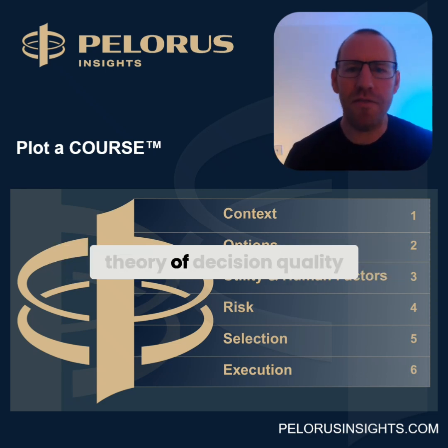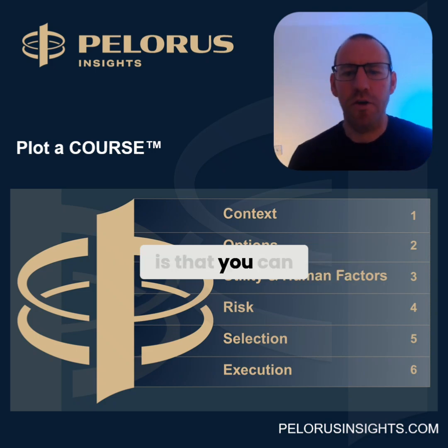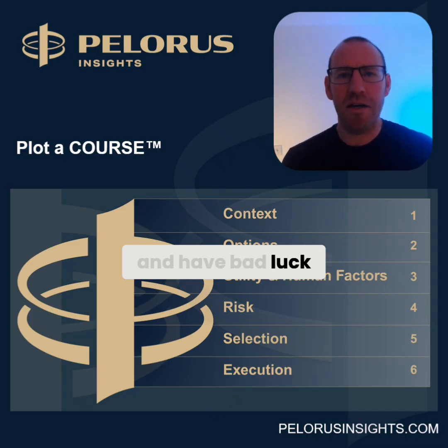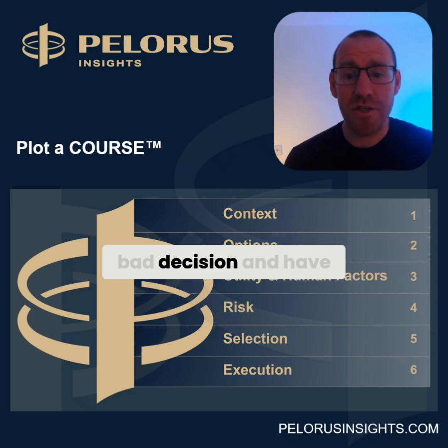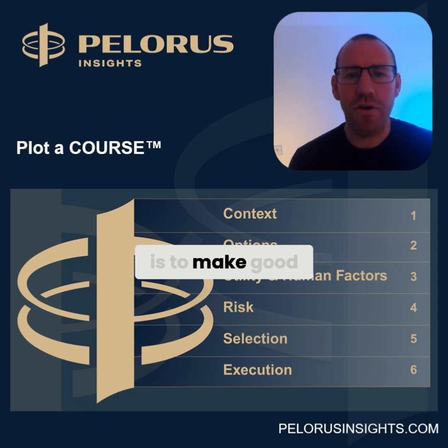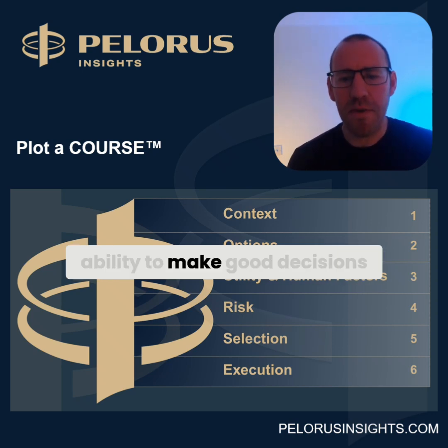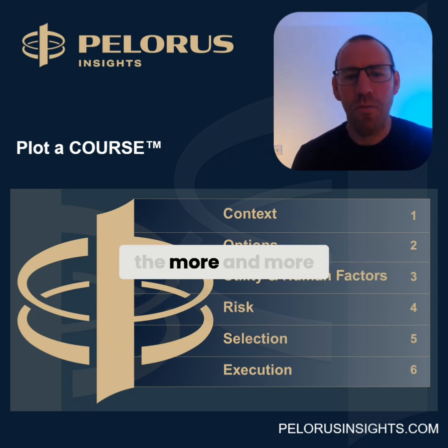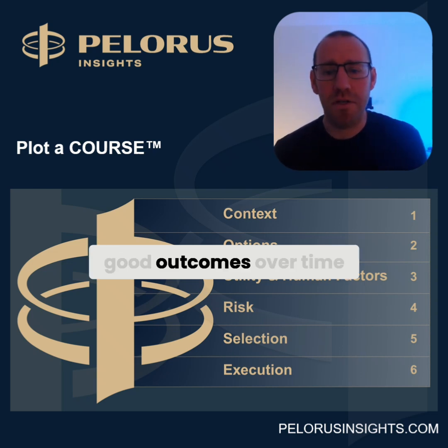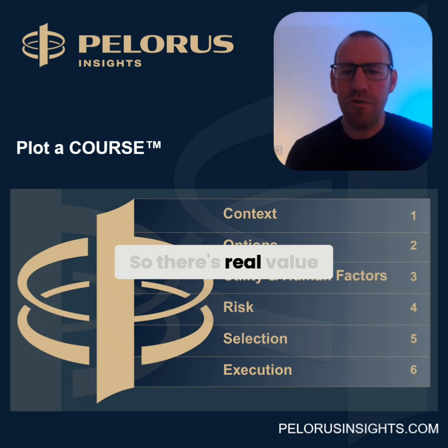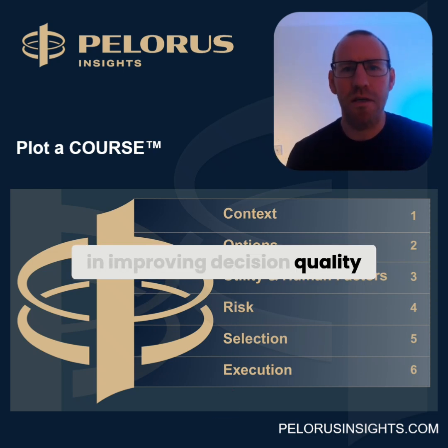So part of the theory of decision quality is that you can make a good decision and have bad luck and a bad outcome. You can make a bad decision and have good luck and still have a great outcome. So the focus of it is to make good decisions as often as possible. And the more you develop the ability to make good decisions over time, the more you're likely to have good outcomes over time as well. So there's real value in improving decision quality across your organisation.